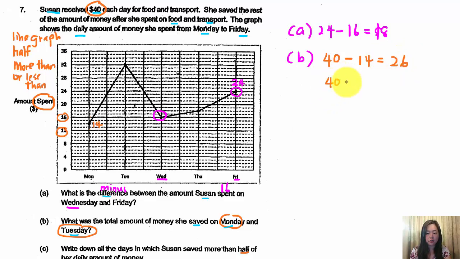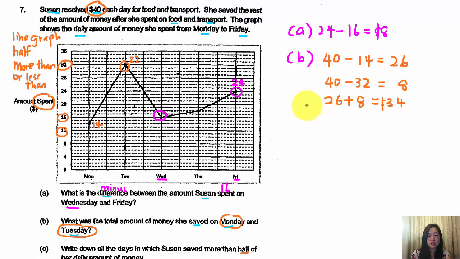And $40 minus, let's look at Tuesday. Tuesday is 32 here. Minus 32, which is equal to 8. The total saving for these 2 days will be 26 plus 8, which is equal to $34.